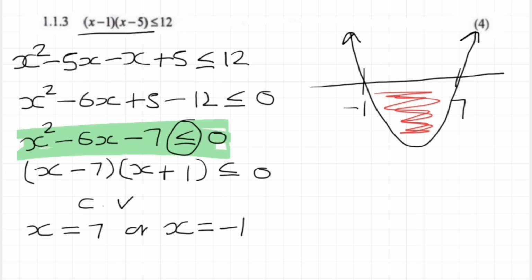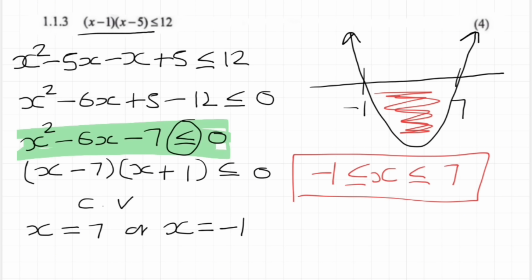Bear in mind, you can also use the other method if you don't understand this. So where does it fall? It falls between negative 1 and 7. So we put x here, and we put negative 1 and 7, so this is the answer for this inequality question. Let's move on to the next.